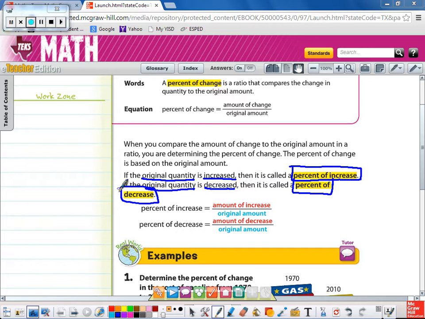So we have the same two equations here, and these are both very important because they're almost exactly the same thing. We have amount of increase over original amount, and this is to find percent of increase. We have down here percent of decrease: amount of decrease over the original amount. Okay, so that's enough of the words. Let me show you how we can use it when it comes to a problem.